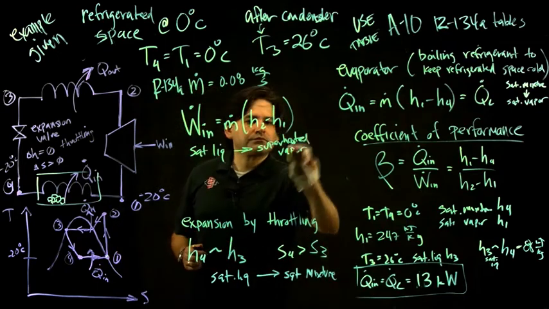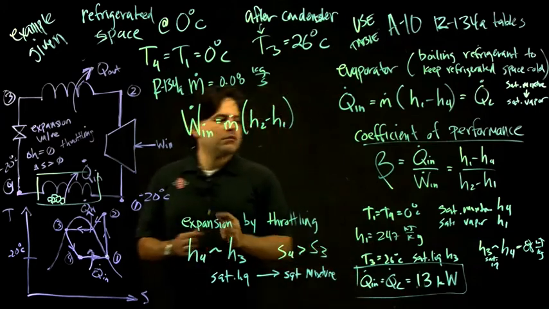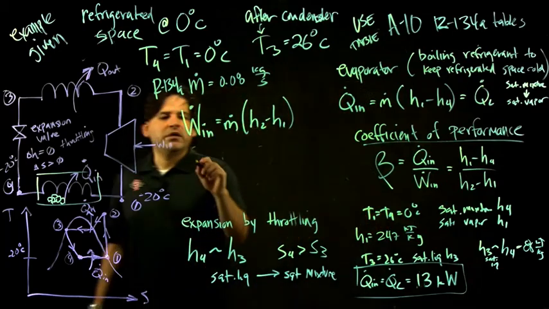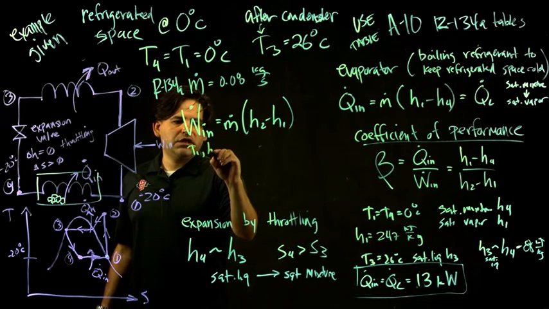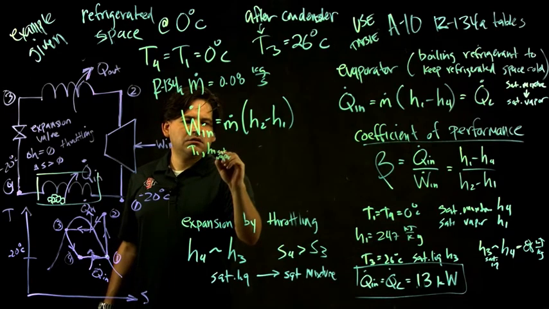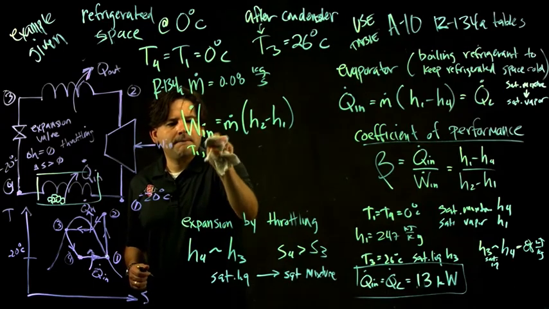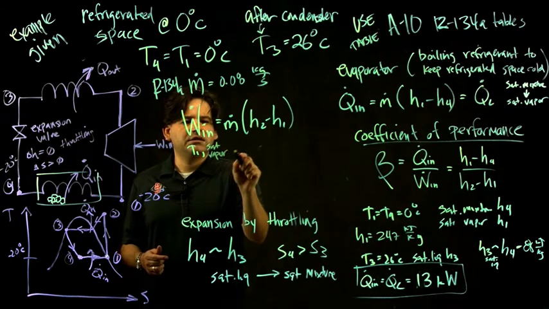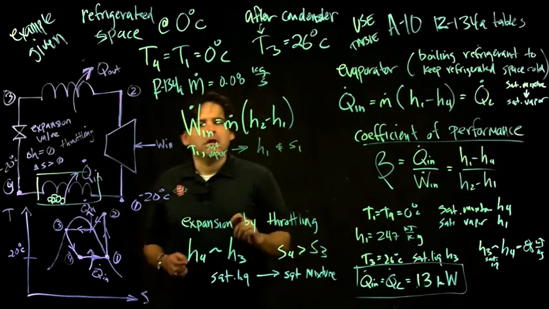Similar to here, where we know T1 and we know H1 is a saturated vapor, or we could just say saturated vapor here. Those two independent properties allow us to pin down H1 and S1. Okay, that's good.